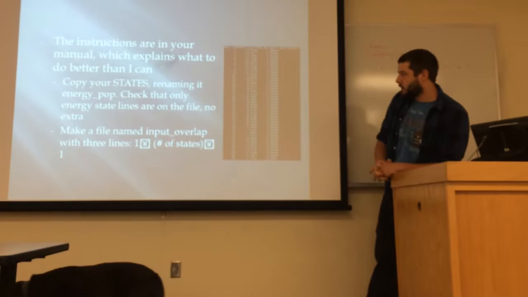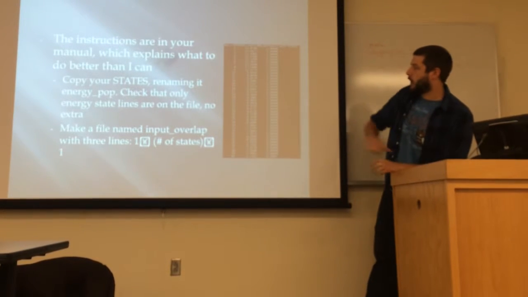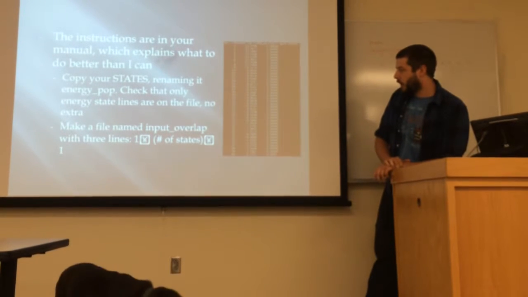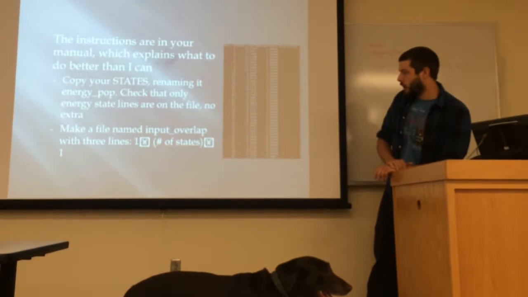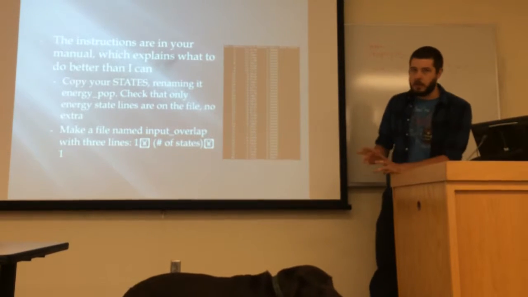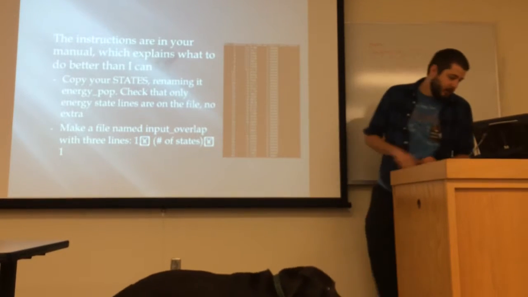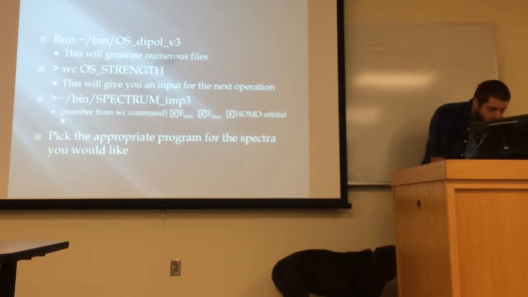You will rename it to energy population, and then you will also make a new file in Nano called input overlap with 3 lines. 1, the number of states, so in this case it would be 40, and then 1. So just 3 lines, very, very short.